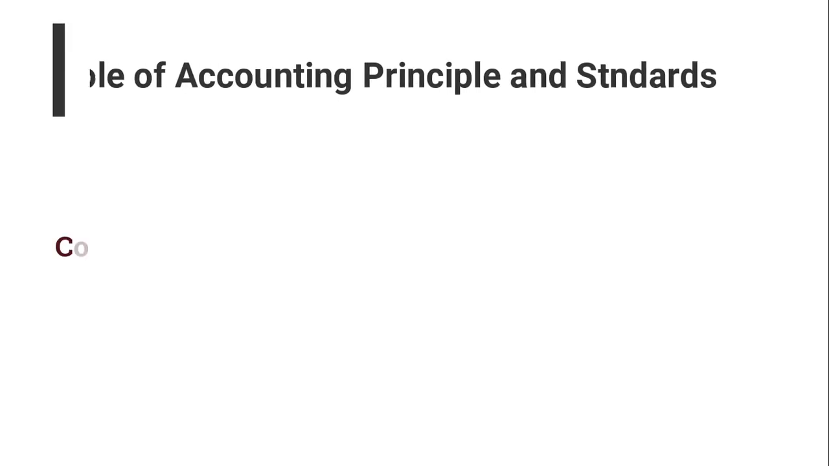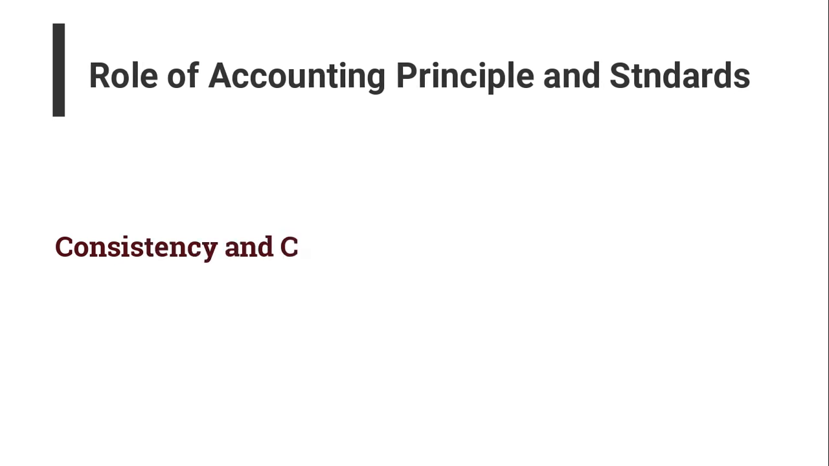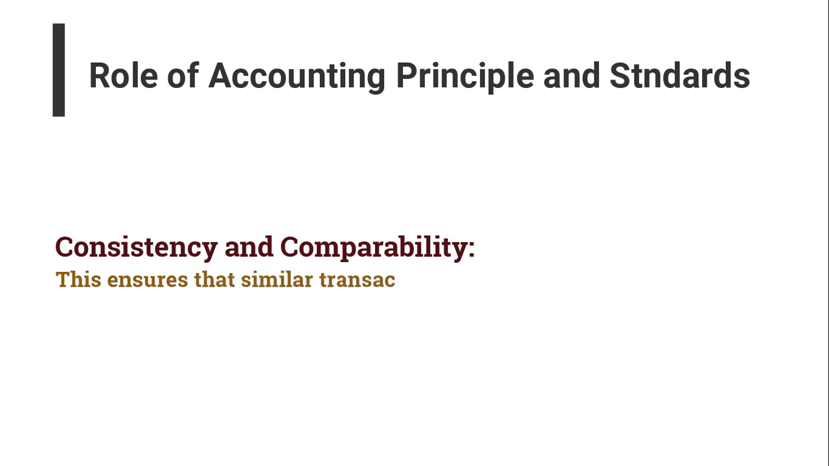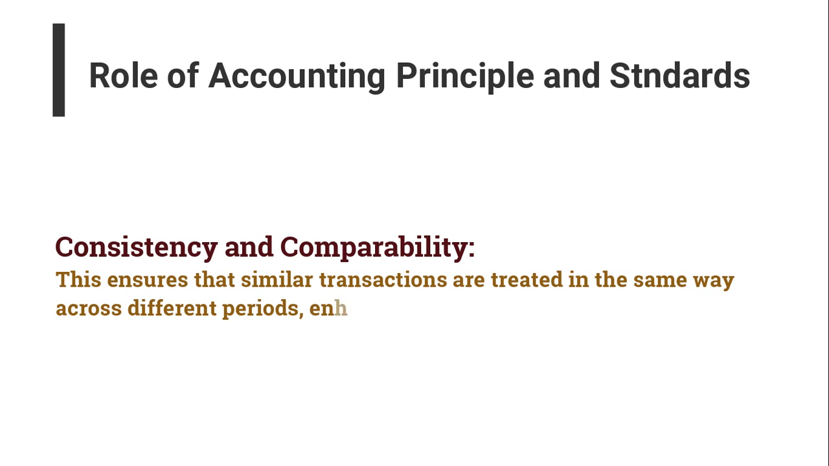Role of accounting principles and standards in financial accounting. The very first is the provision of consistency and comparability. Accounting principles and standards such as GAAP and IFRS promote consistency in financial reporting. Consistency ensures that similar transactions are treated in the same way across different periods, enhancing comparability.